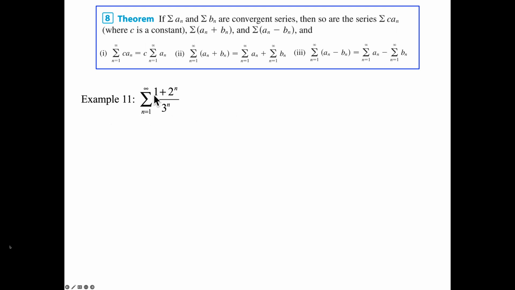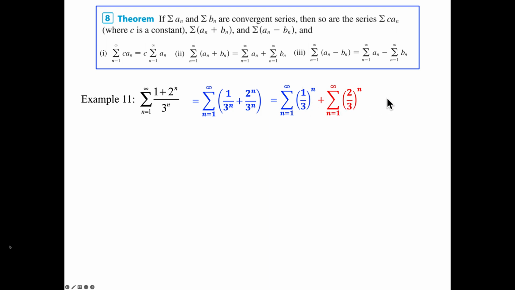So for example 11, we need to separate this. Let's write two terms on the top, one factor in the bottom. Let's write it as two fractions, 1 over 3 to the n plus 2 to the n over 3 to the n. Separate them into two separate summations. These both converge. These are both geometric. 1/3 is less than 1, 2/3 is less than 1. So I know, taking the limit, this is 0, this is 0.